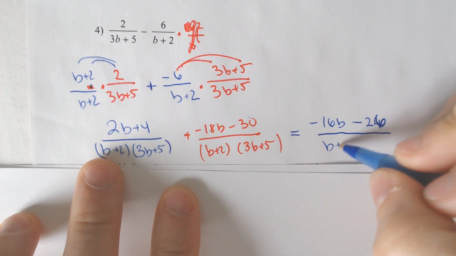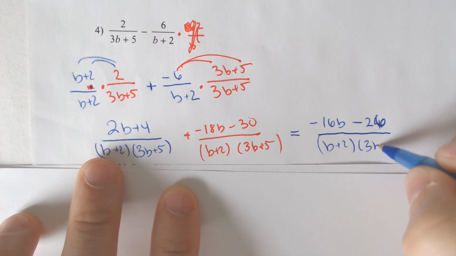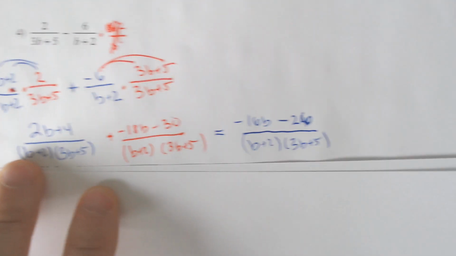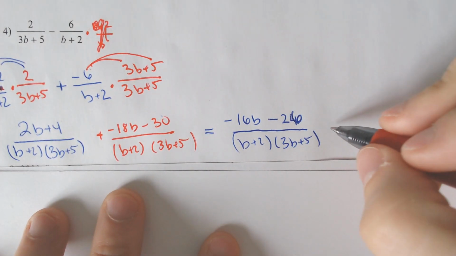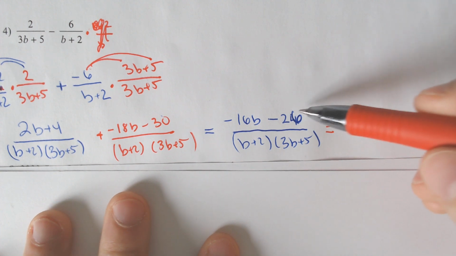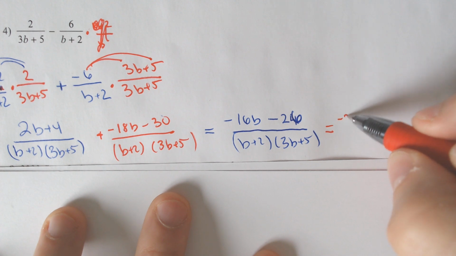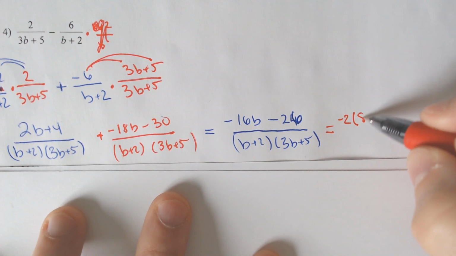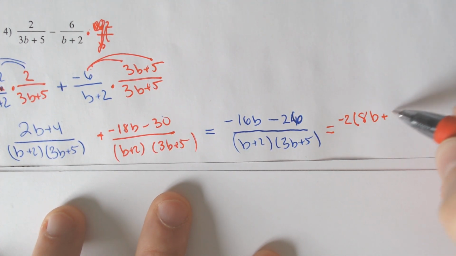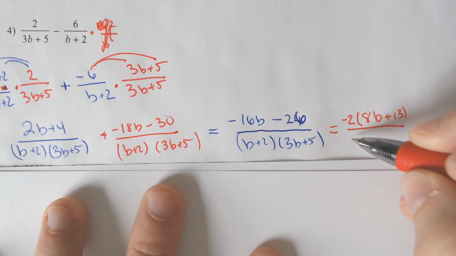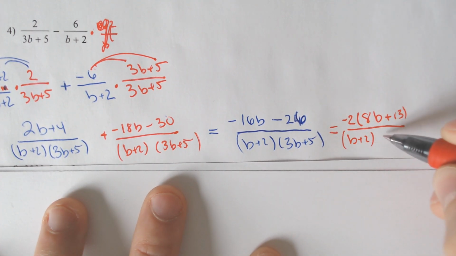All over b plus 2 and 3b plus 5. Now, I would recommend, in this case, factoring the top out. If it was a 24, I bet something would have happened, but it's not. We can divide both of these by negative 2, and that would give us 8b plus 13, which was close to canceling out with something, but nothing actually simplifies.